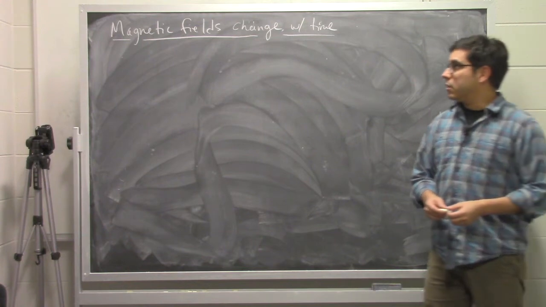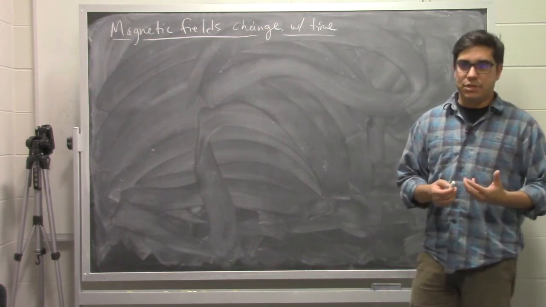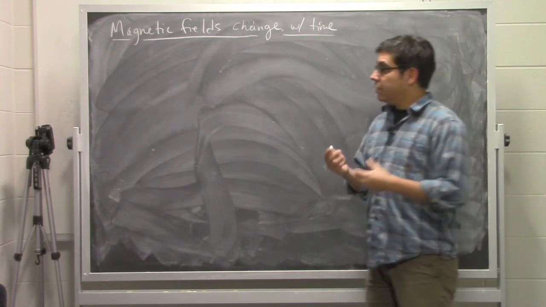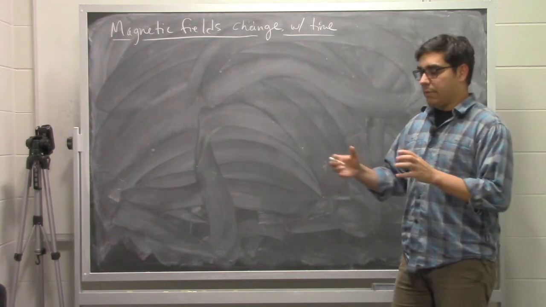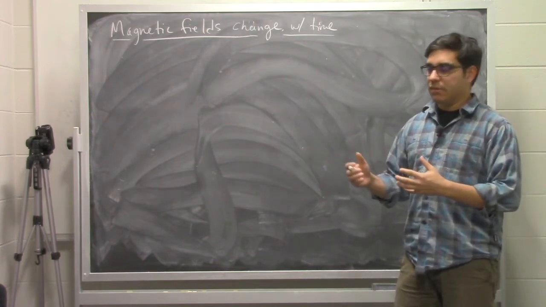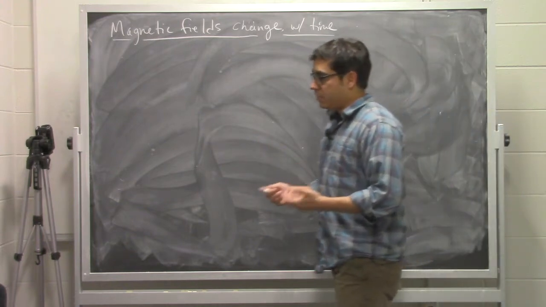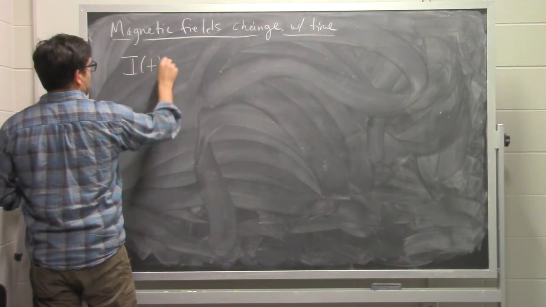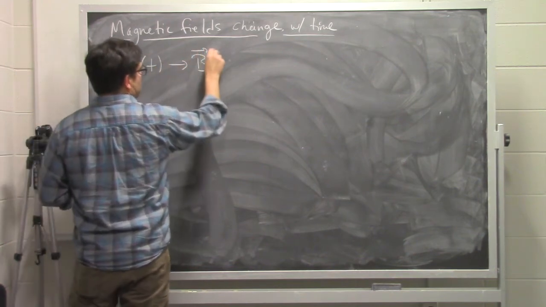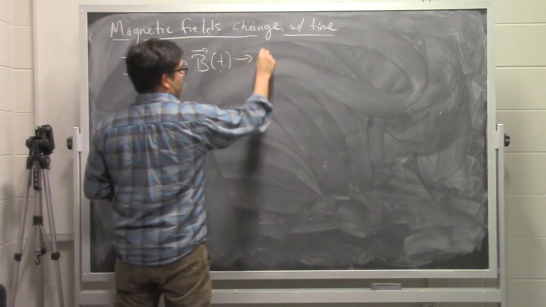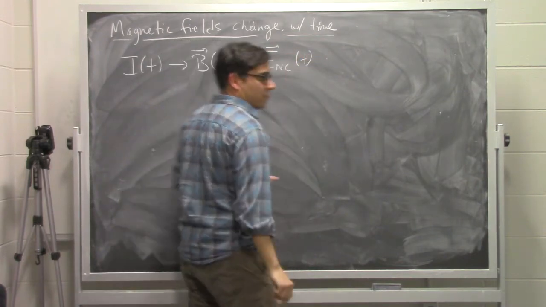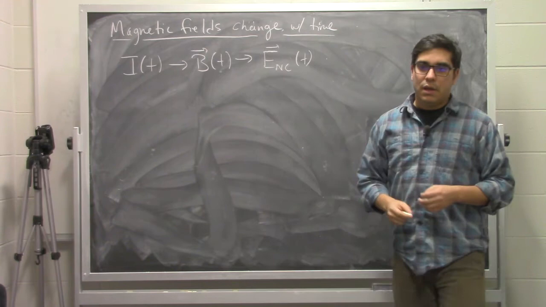In this video, we're going to talk a little bit about what happens when magnetic fields change with time and how they create non-Coulombic electric fields. So we already talked a little bit about what happens when you move a bar magnet around physically. But in this video, we're going to talk about how a current that changes with time can give rise to a magnetic field that changes with time, and therefore give us a non-Coulombic electric field that in principle will also change with time.